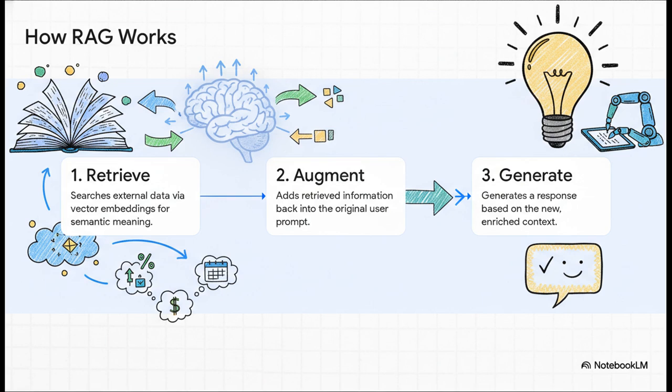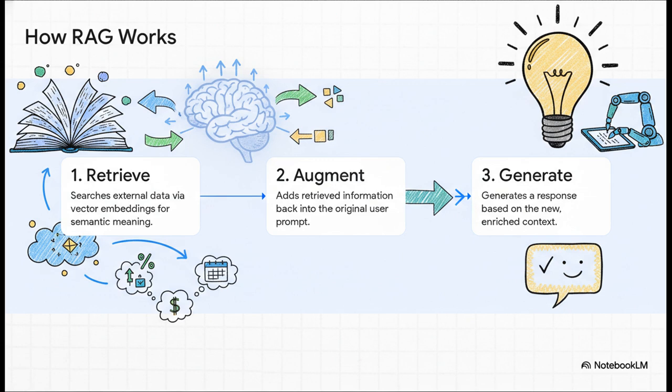So how does this open book thing actually work? Well, it's a 3-step dance. First, it retrieves the right info. And this is the really cool part. It uses something called vector embeddings. That's a fancy way of saying it's not just looking for keywords, it's looking for meaning. So if you ask about profitability, it's smart enough to grab a document that talks about Q4 earnings.